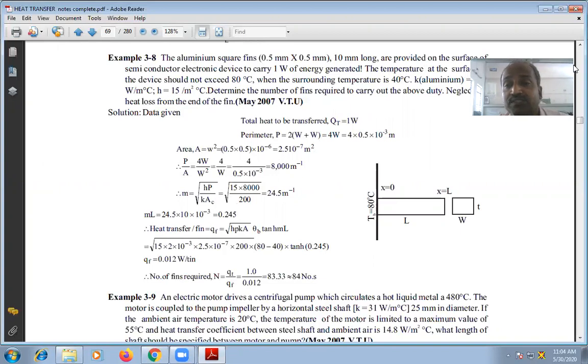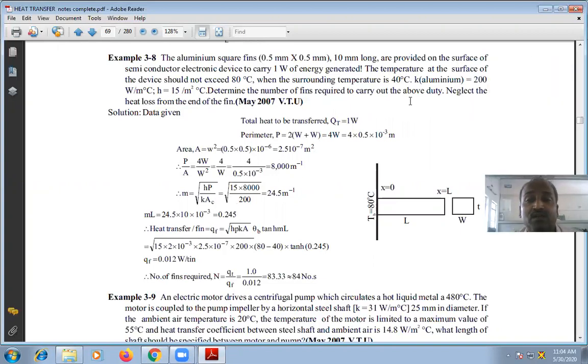What we have to do is here. All the things are given, and they have mentioned to neglect the heat loss from the end of the fin. So now one by one we have to see. It is a square fin, 0.5 by 0.5, a square cross section. The length of the fin is 10 millimeter. All the things should be converted into SI system, that is meter square, meter, etc.